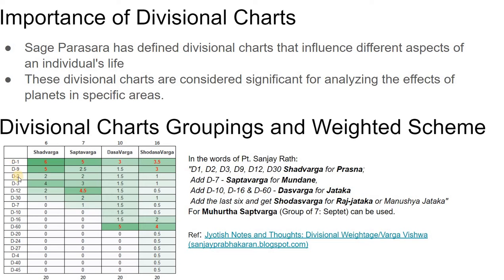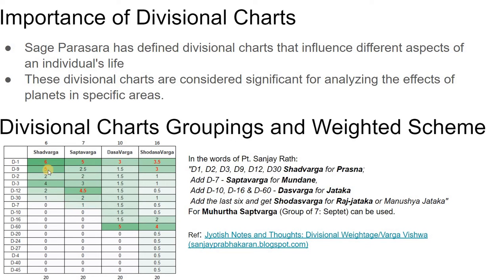For instance, D1, D9, D2, D3, D12 and D30, the 6 of the Vargas, I put 6 here, he grouped as Shad Varga, and there is no weightage for the others in this Shad Varga scheme. In the Sapta Varga scheme, we add D7 also. In the Dasa Varga, it is up to this D60. So you check what these are. In Shodasa Varga, he has added, in addition to D60, what else? He has added D10, D16 and all that, which have come about.